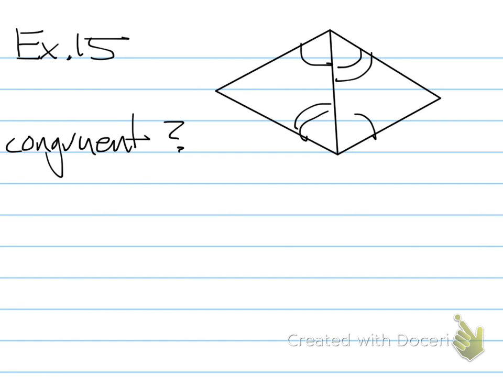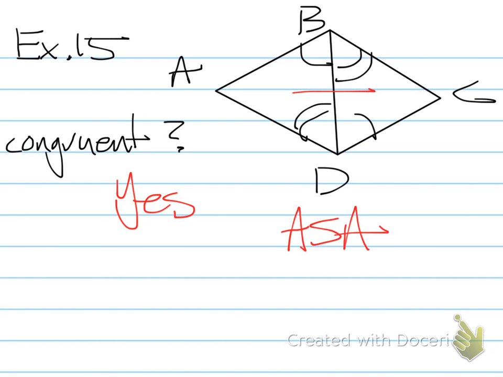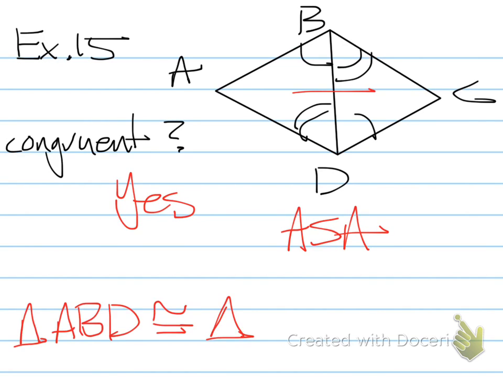And then here we can mark the middle side congruent by the reflexive property, and then conclude that the two triangles are congruent by angle, side, angle. And to complete the congruence statement, ABD: A corresponds to C, B corresponds to D, and D corresponds to B.